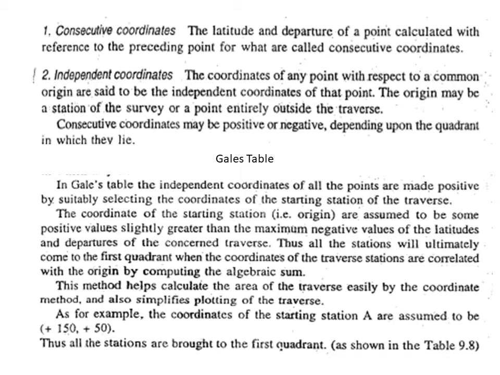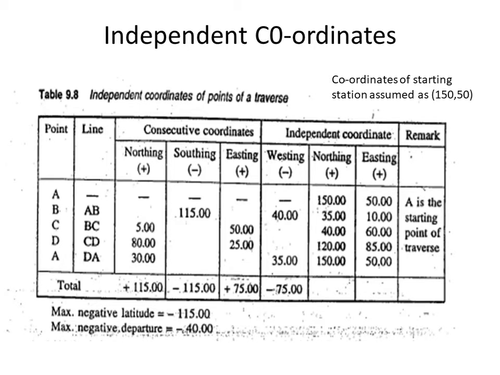This method helps to calculate the area of the traverse easily by the coordinate method and also simplifies plotting of the traverse. As for example, the coordinates of starting station A are assumed to be plus 150, plus 50. Thus, all the stations are brought to the first quadrant as shown in Table 9.8. So, in this slide we are going to see how to calculate the independent coordinates with the coordinates of starting station assumed to be 150, 50.